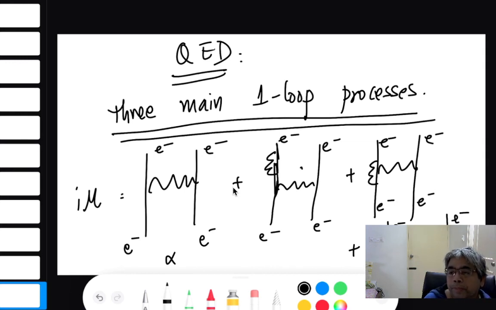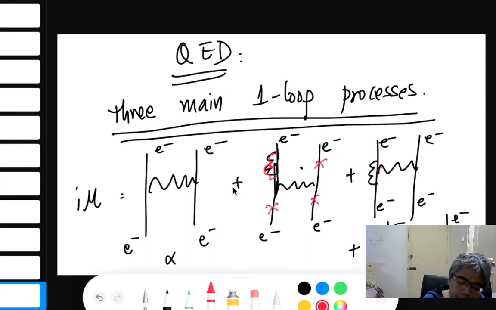Okay, then I can put this, say for example, these red ones, the one with the red dot, I can put it on all the four legs here. Then I can put it on this vertex, then I can put it on this vertex. So this, and also in between the photon line, for example.